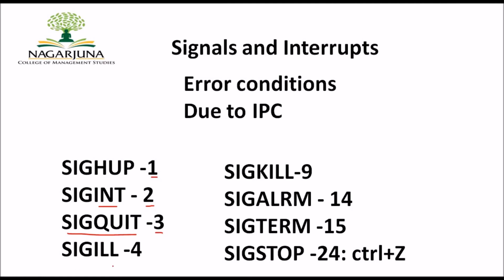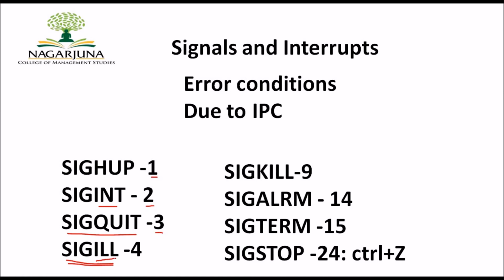Then SIGILL. ILL stands for illegal instruction. This particular signal is sent probably when a delete button is unexpectedly pressed. When I hit a delete button, an interrupt is generated by sending a signal that it's an illegal operator that you have pressed. So that is why a signal called SIGILL is sent.